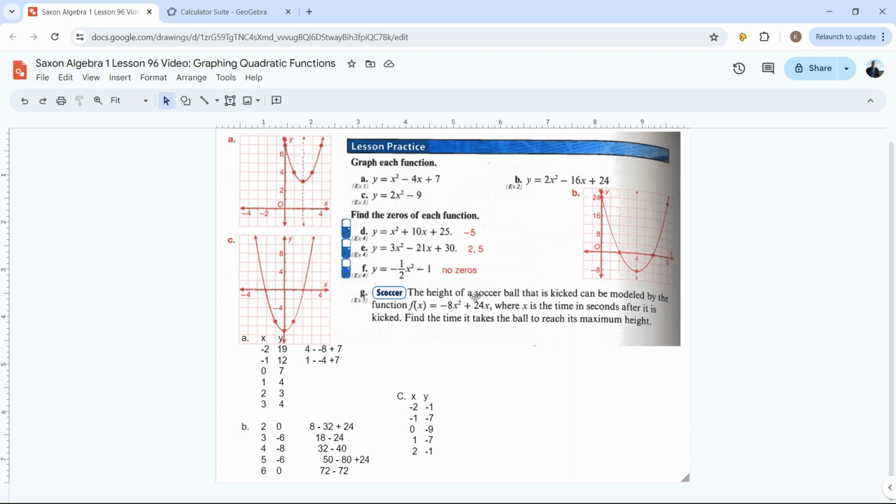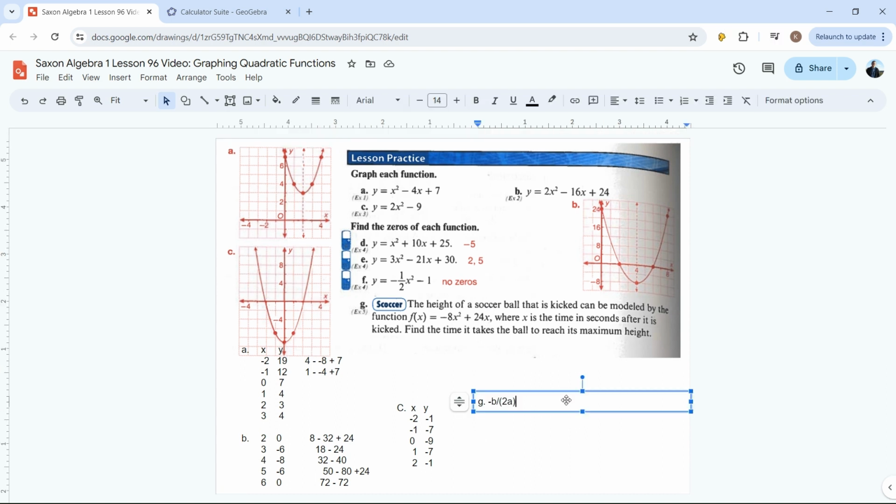And then lastly, the height of a soccer ball that is kicked can be modeled by the function f of x, or y, equals -8x squared plus 24x, where x is the time in seconds after it's kicked. Find the time it takes for the ball to reach its maximum height. Now, for this one, it doesn't show a picture of a graphing calculator. So what I should do is use the axis of symmetry equation, -b over 2a, to figure out where the axis of symmetry is, and that axis of symmetry is at the time it takes to reach its maximum height.